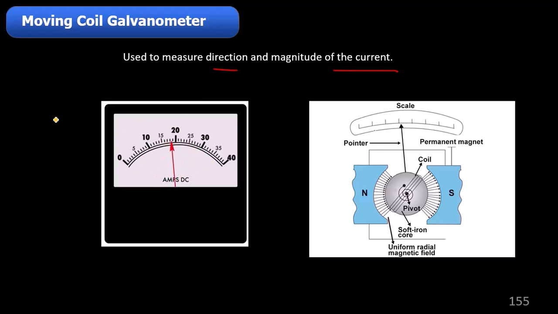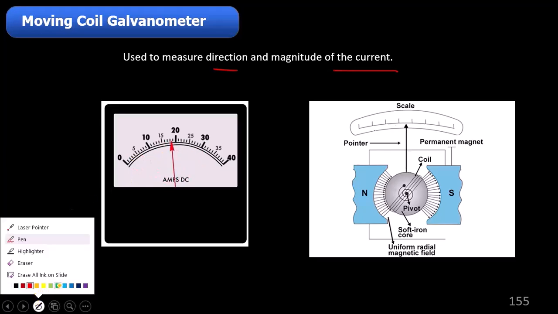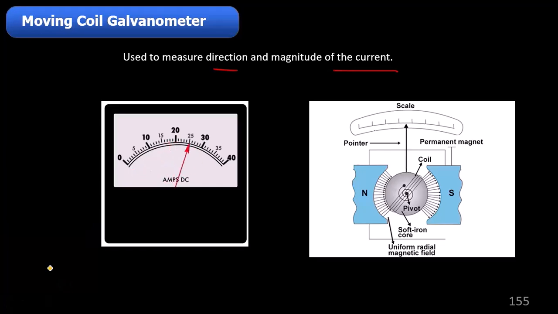Okay, because AC means direction change, and whenever the direction is being changed, there is a sign change. That means the pointer is not fixed at a particular point. Now, what is the working principle? So, working principle is like this.